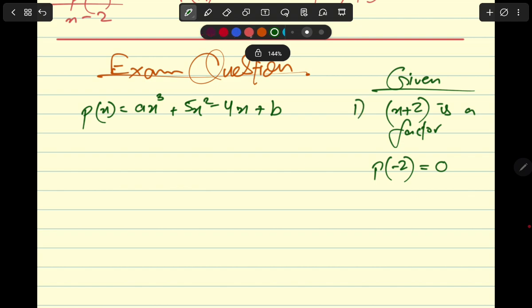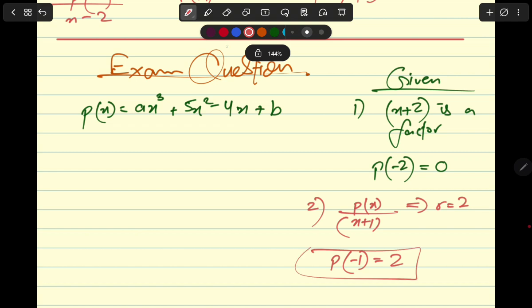The second condition, let's say, is that when you divide this polynomial p of x by x plus 1, it produces a remainder of 2. So now what does this mean? This means that p of negative 1 is going to be 2, right? So now, using the factor theorem, we can quickly plug in the two values.